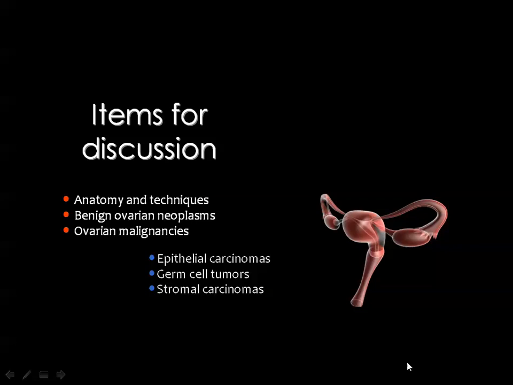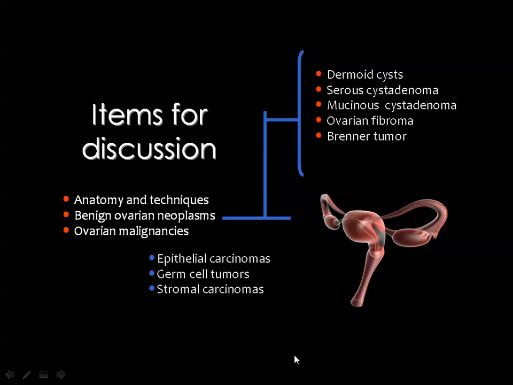Then we came to our topic about the ovarian tumors. We have the benign lesions and we have the malignant lesions. On the benign side, we have the dermoid, the serous and mucinous cystadenomas, ovarian fibroma, and granulosa tumor. On the malignant side, we have the three major types: the epithelial carcinomas, germ cell tumors, and stromal carcinomas.